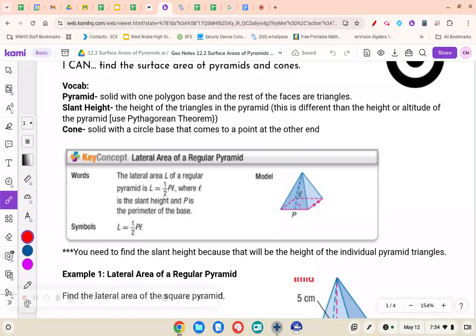We have slant height, the height of the triangle on the pyramid. This is different than the height or altitude of the pyramid. We have to use the Pythagorean theorem to get this, unless it's given to you. And then we have the cone, a solid with a circle base that comes to a point at the other end.